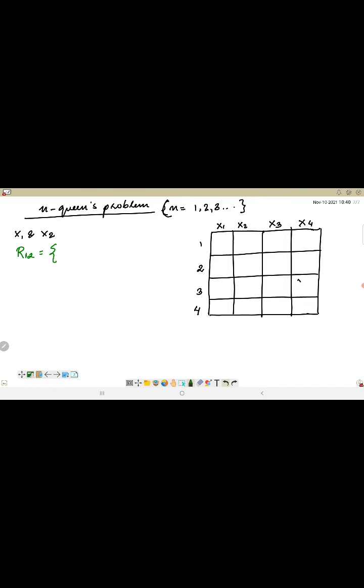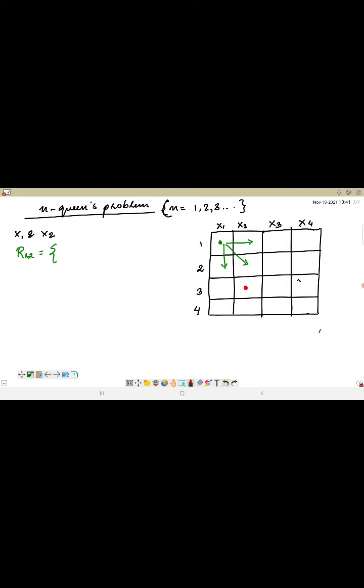So when I'm considering R1 and 2, if I'm placing my first queen in this block, essentially it can move in this direction and this direction. So where can I place the second queen? I can place the second queen in this block, right? So the first condition would be this.